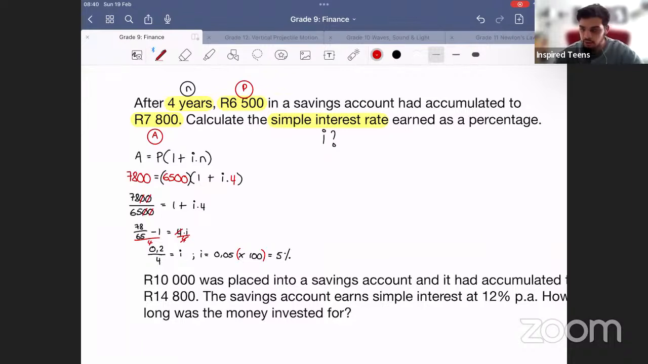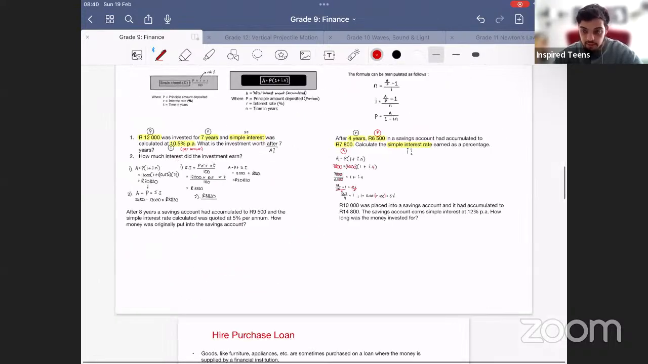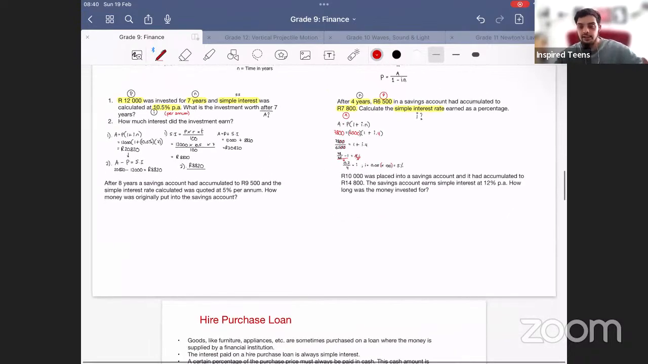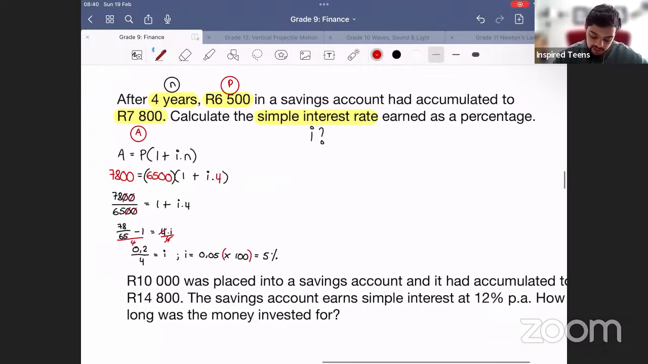Yes, most likely. I'm not sure if Maths Lit has simple interest. Maths Lit might have something to do with simple interest. But yeah, don't be considering dropping maths just because of simple interest. Okay, so I hope that makes sense.